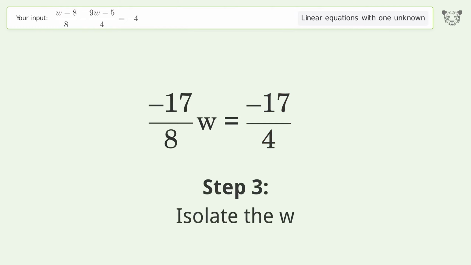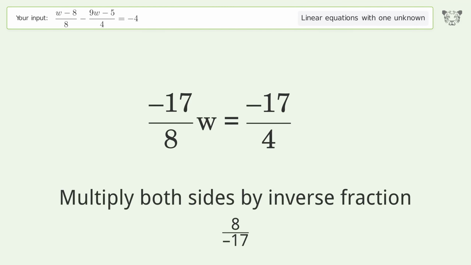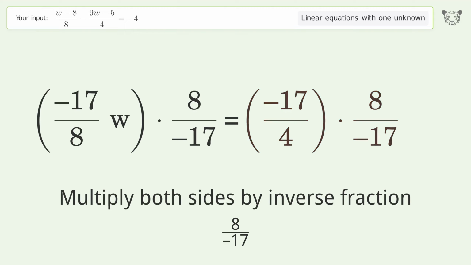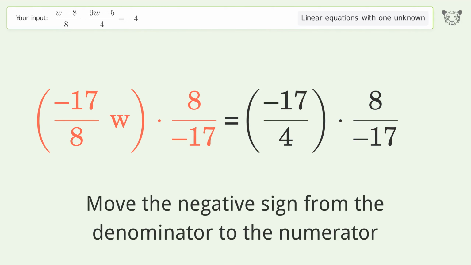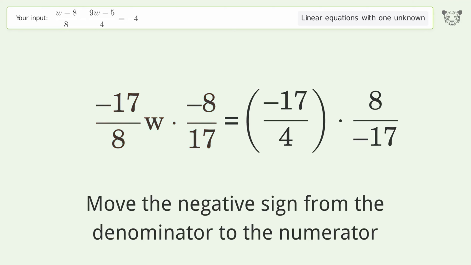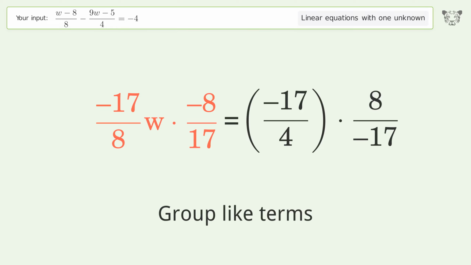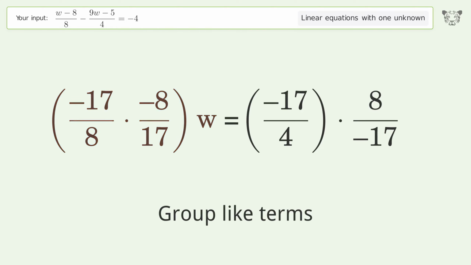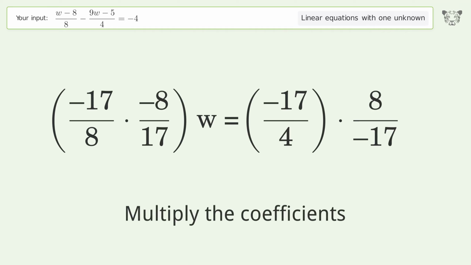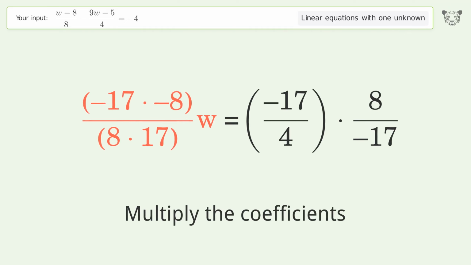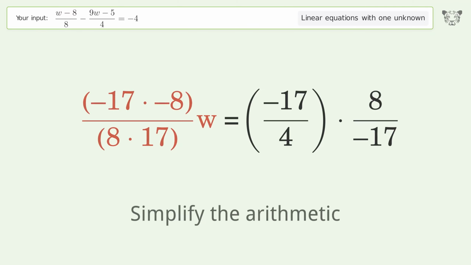Isolate the w. Multiply both sides by inverse fraction 8/-17. Move the negative sign from the denominator to the numerator. Group like terms. Multiply the coefficients. Simplify the arithmetic.